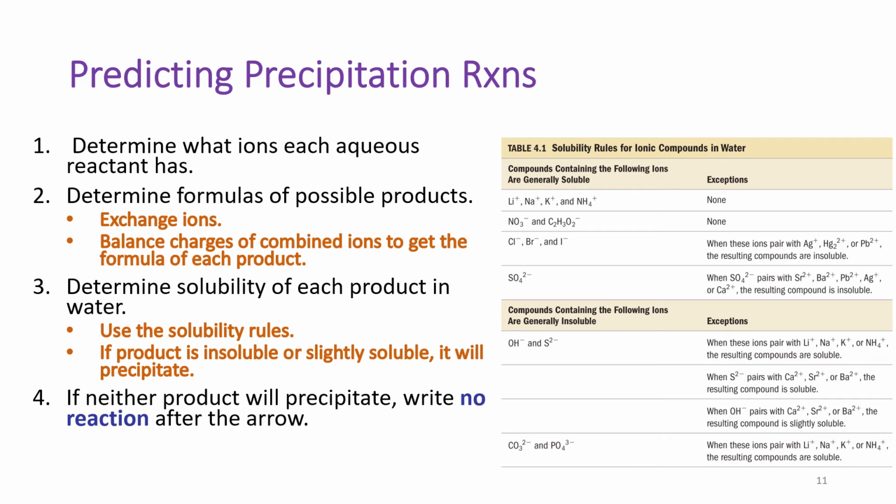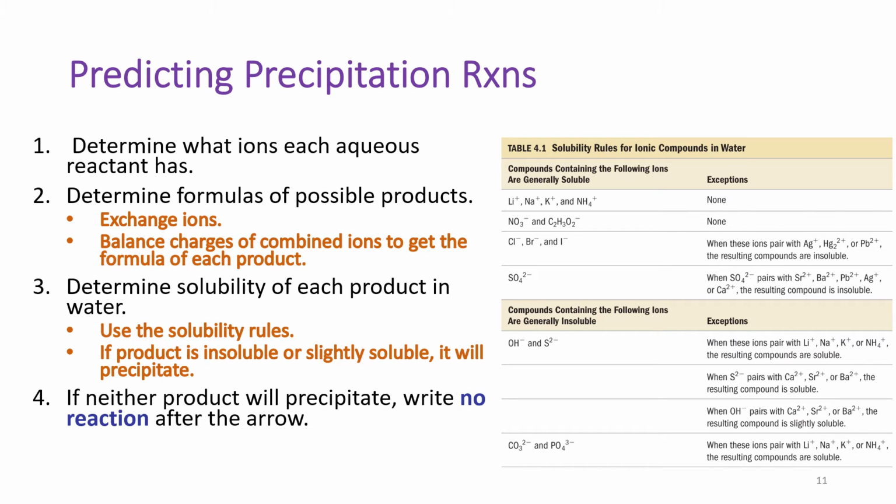So again, like many problems that we have to do in chemistry, there is a set of guidelines that you can follow, and that'll be your recipe for solving. So for predicting precipitation reactions, we have to determine what ions each reactant has in the first place. So you have to essentially split the ions up.